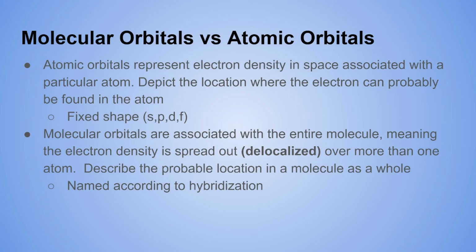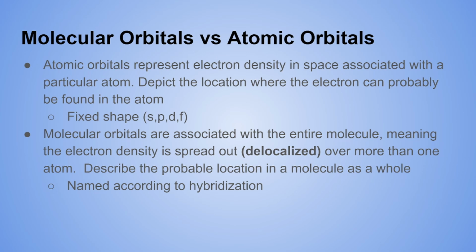All right, starting off with some clarification. We're going to talk about the difference between molecular orbitals and atomic orbitals. Atomic orbitals, we've been previously working with the electron configurations and the shape of the orbitals, and they represent the electron density in a space associated with a particular atom. So just that one atom, they depict the location where the electron can probably be found in that atom. And that's our SPDF orbitals that we've talked about previously.